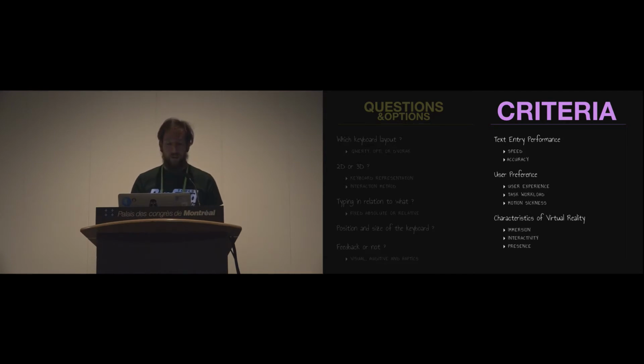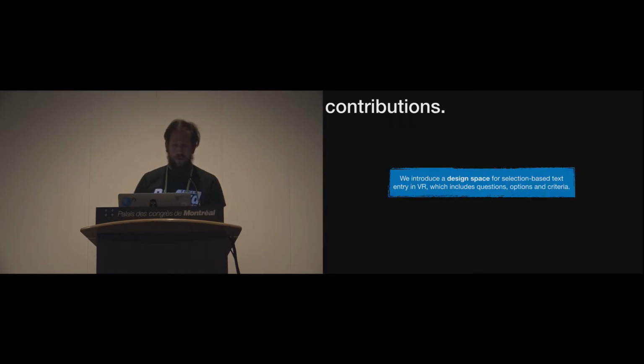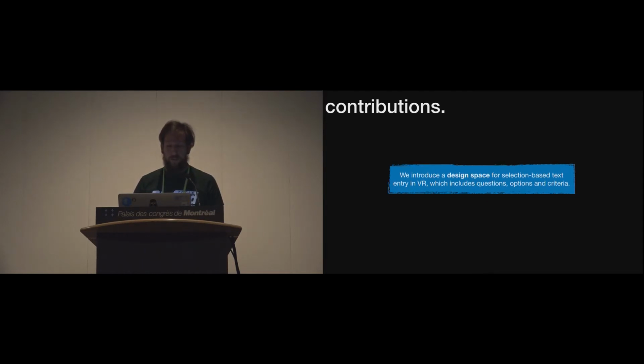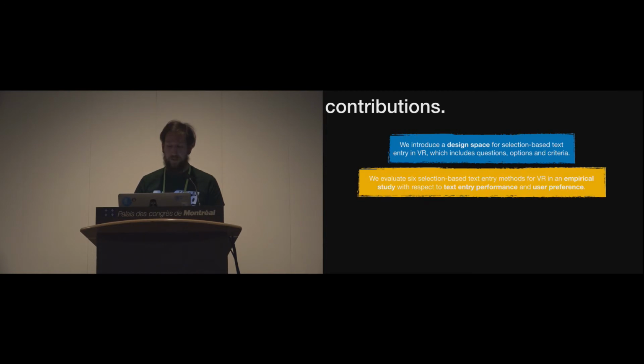However, we come to the criteria, and this is based on the 3D UI evaluation metrics of Bowman et al., where he said that you should look at the task performance. In our case, it is the text entry performance, which means speed and accuracy, and the user preferences, which includes user experience, task workload, and motion sickness. And there are also the characteristics of virtual reality, including immersion and presence, which could be the same, and the level of interactivity. So, under those categories, and based on related work, we chose the following 6 candidates for text entry and contribute an evaluation of the 6 text entry methods.